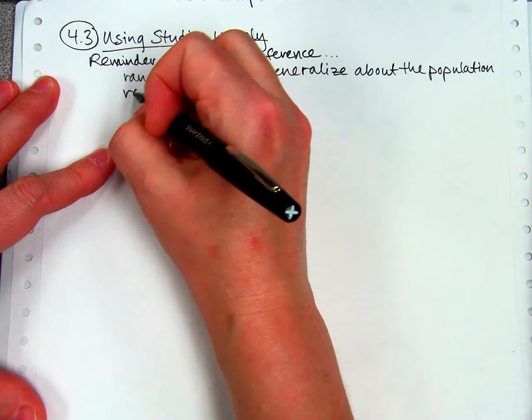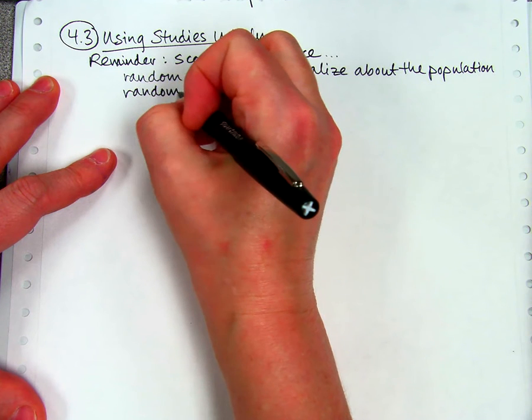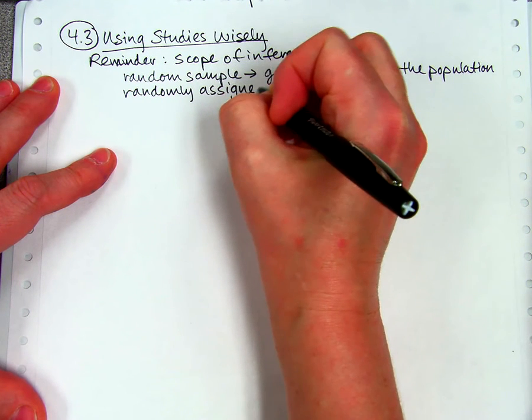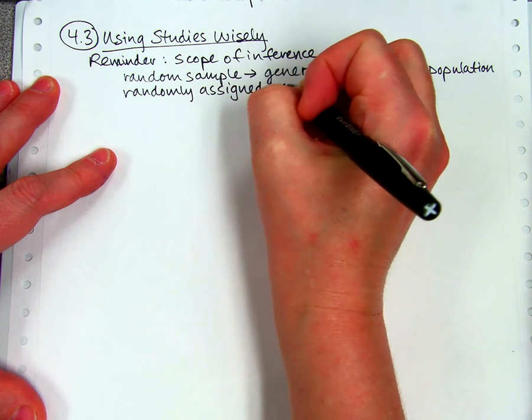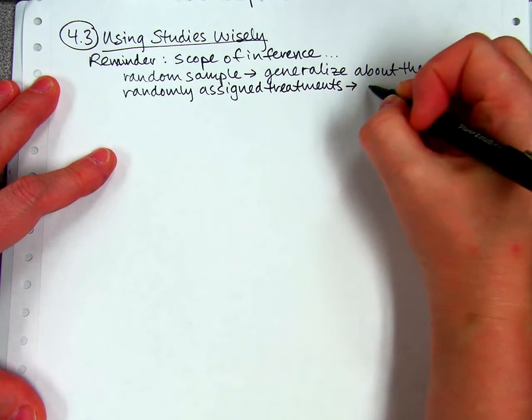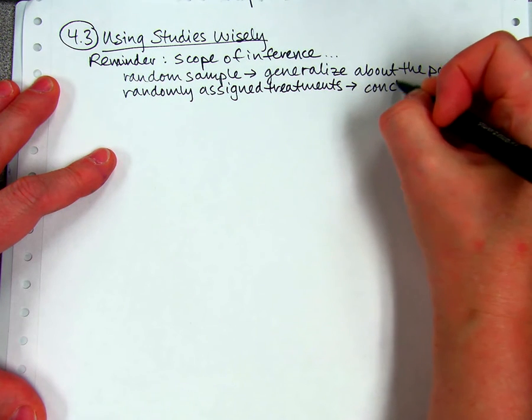When you do randomly assigned treatments, which is lesson 4.2, you can make conclusions about cause and effect.